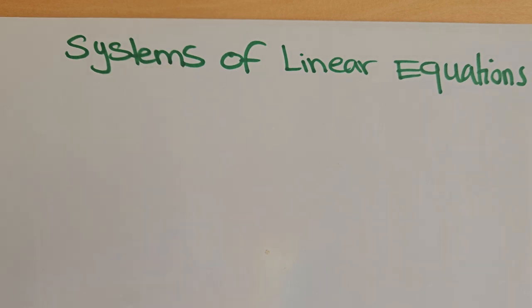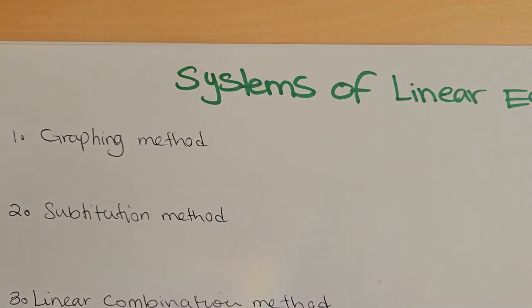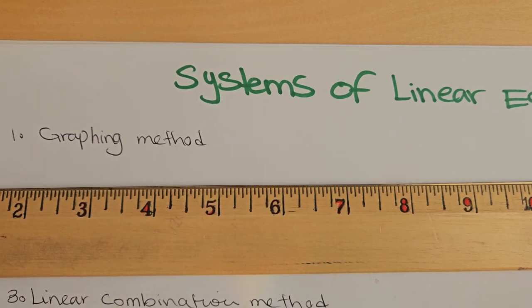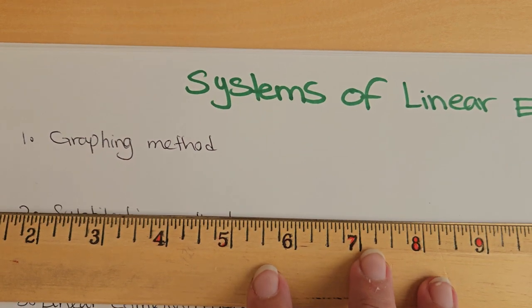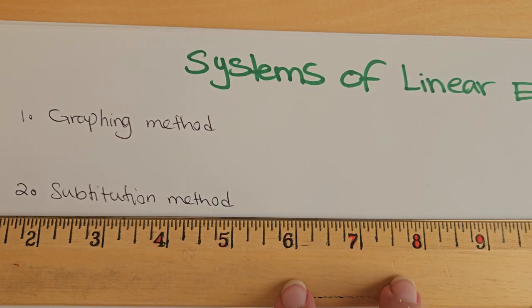But let's see how we can solve a system of linear equations. There are four different methods to solve a system of linear equations. The first one would be the graphing method. In this method, we graph the two lines on the xy plane, and we see where they intersect.